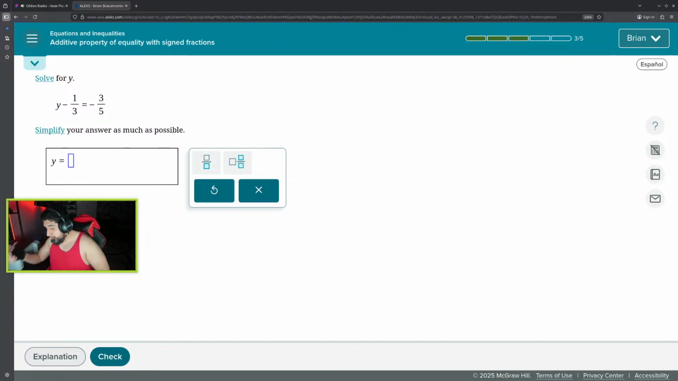Now for the numerators, you just multiply whatever you did to the bottom. So I multiplied 5 by 3 to get 15 for the denominator. Now for the 3, we also have to multiply that by 3. So 3 times 3 is 9. Now that's a negative, so we just put a negative in front.